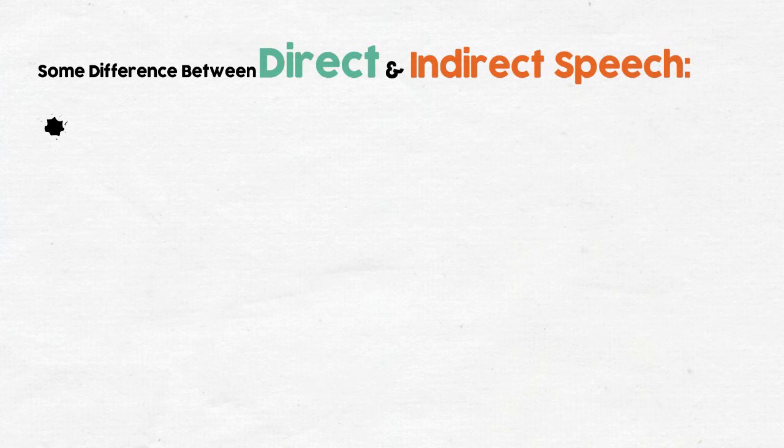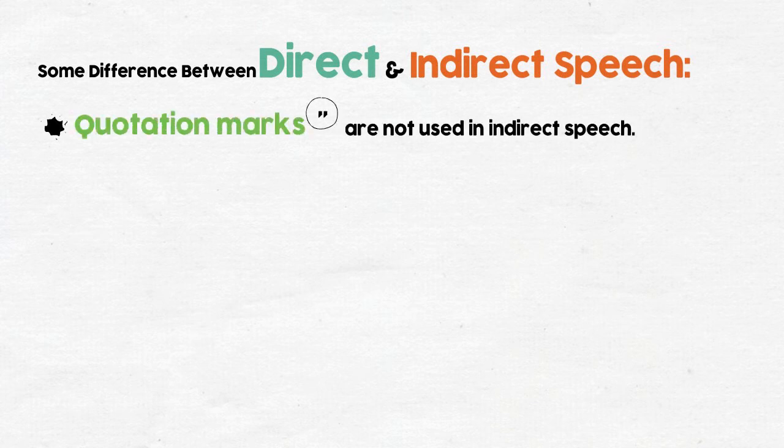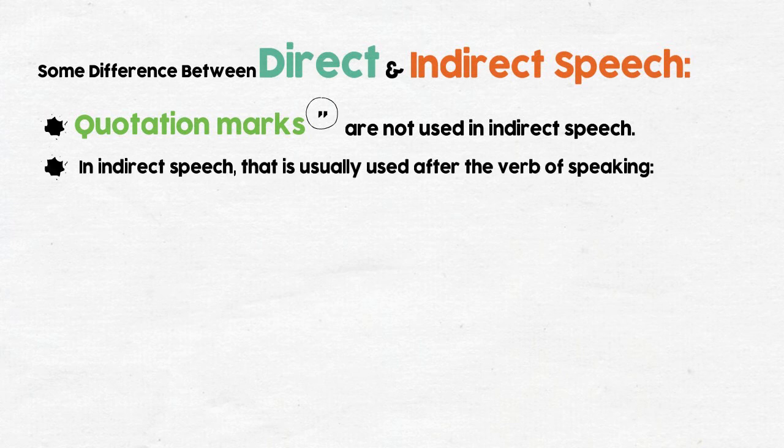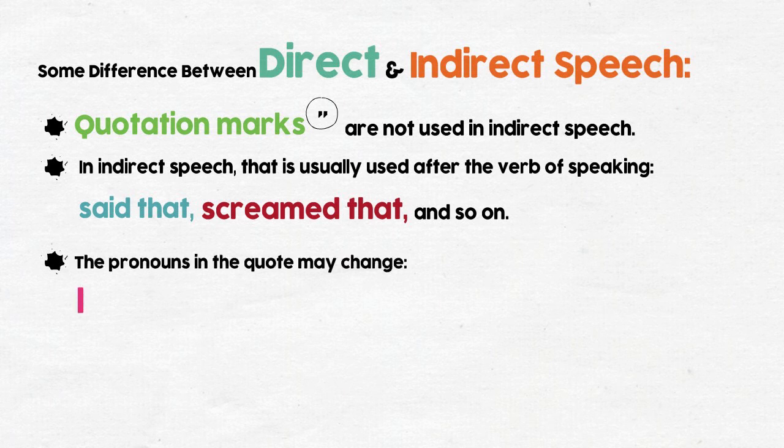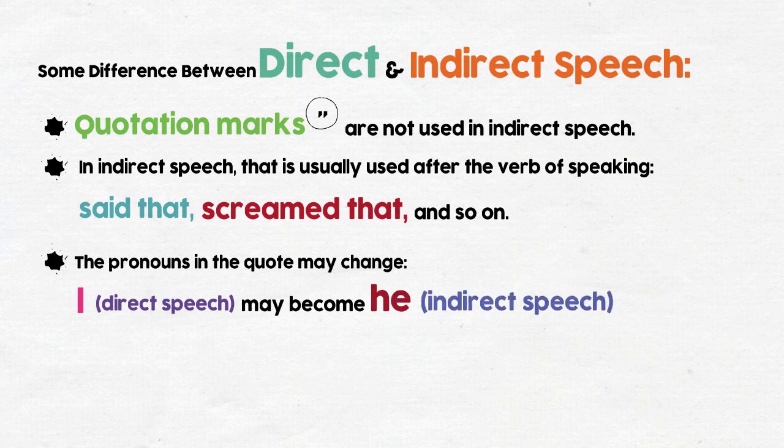Some differences between direct and indirect speech. Quotation marks are not used in indirect speech. In indirect speech, that is usually used after the verb of speaking: said that, screamed that, and so on. The pronouns in the quote may change. I in direct speech may become he in indirect speech.